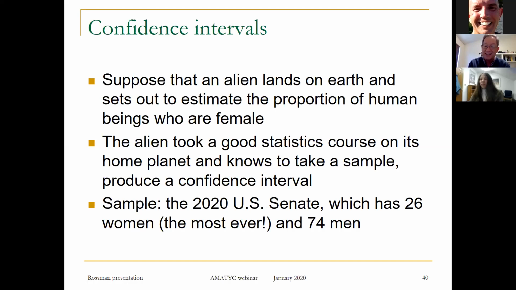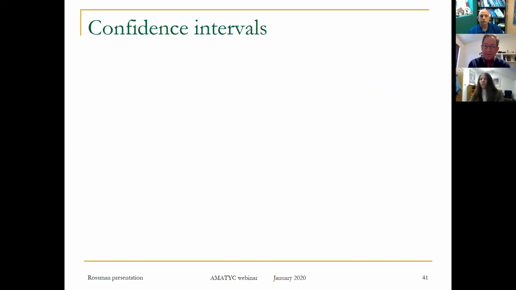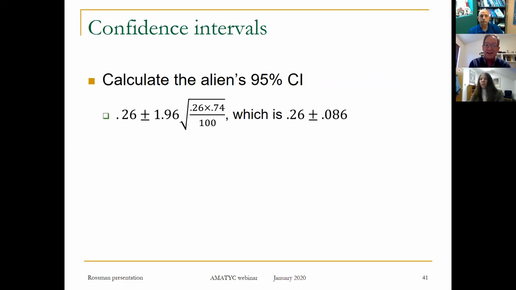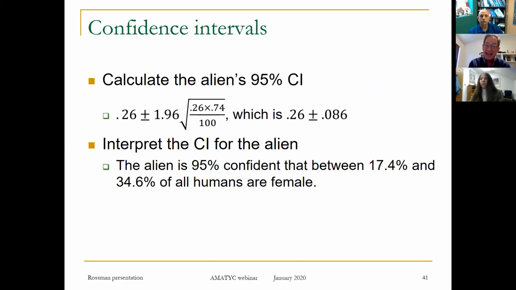The current Senate has 26 women, the most ever. In fact, a new woman senator was sworn in a couple of weeks ago. And so the alien is going to have 26% women in its sample. And it can do the calculation to calculate the confidence interval. There it is. And it can interpret that by saying 95% confident that between 17.4% and 34.6% of all humans are female. And I do actually have students do that calculation by hand and write the interpretation by hand. I think it's good practice to do that.